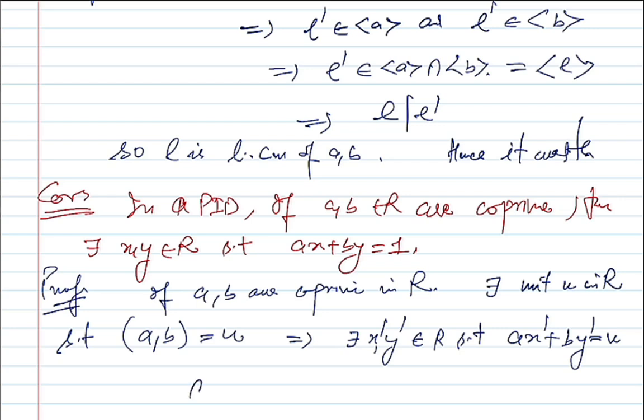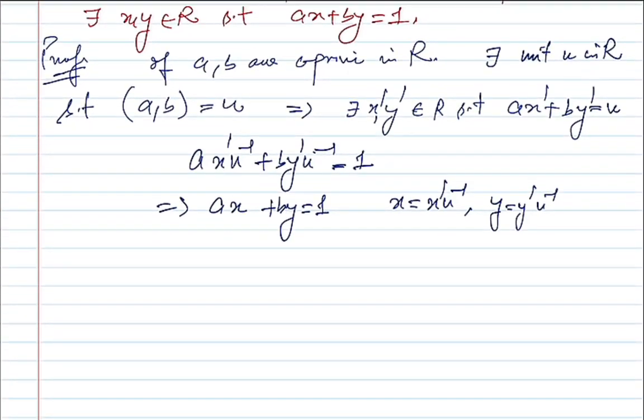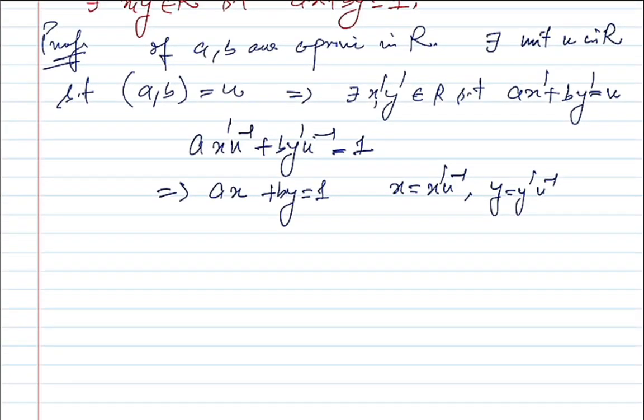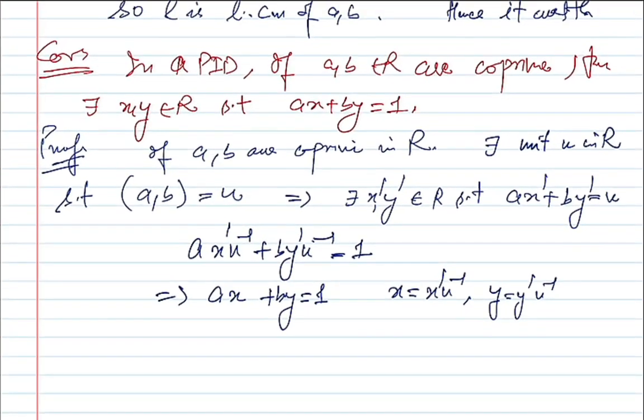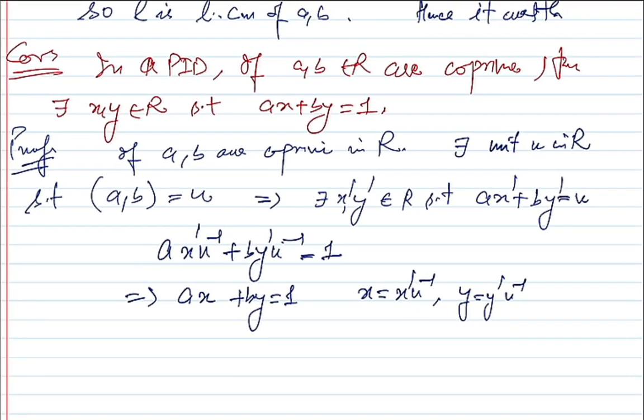Now U is a unit, so you can multiply by U inverse, giving B Y dash U inverse equal to 1. So you get A times X plus B times Y is equal to 1, where X is X prime U and Y is Y prime U inverse. Okay. So this is if and only if. One way is done.